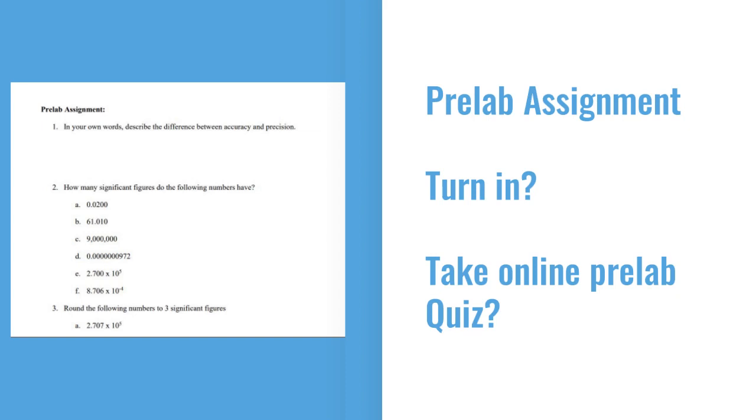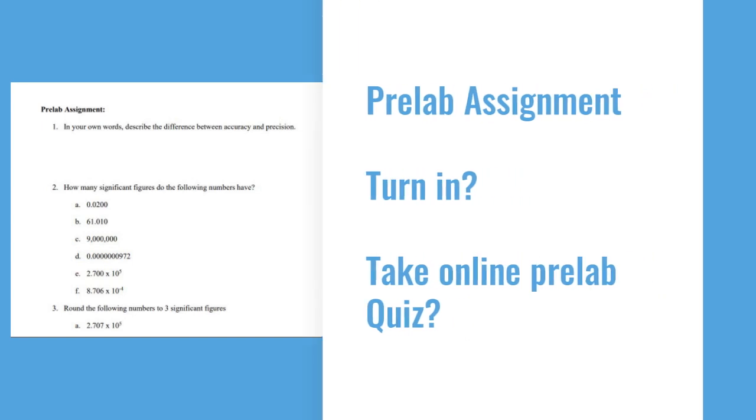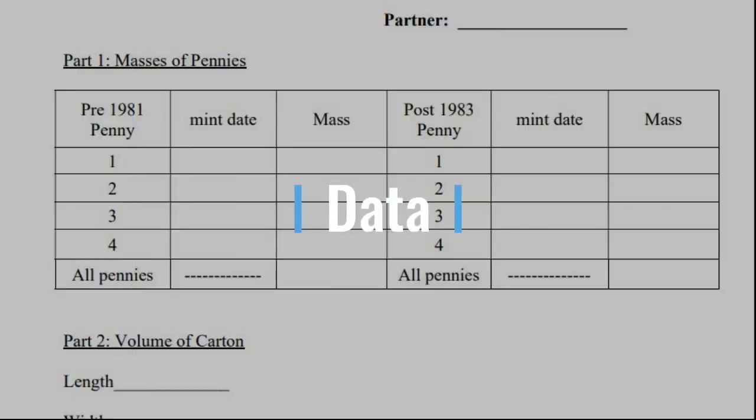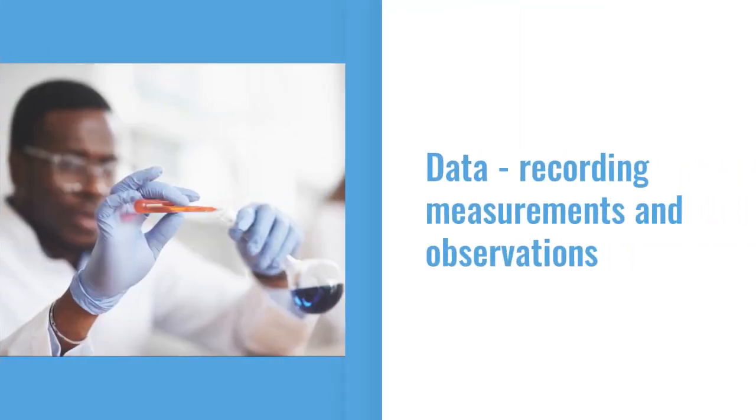If your class is doing the online pre-lab quizzes, the questions on the quiz will be the same or very, very similar to the ones that you have on the pre-lab assignment. So even if your class isn't turning in the pre-lab assignment, doing it will help you get an A on that pre-lab quiz. The next section is the data section. This is where you'll record measurements and observations that you make while performing the experiment.